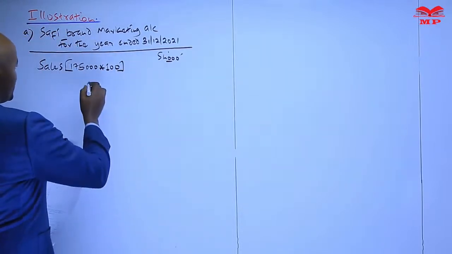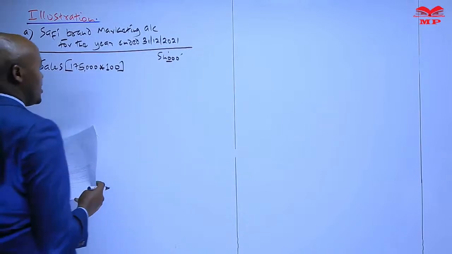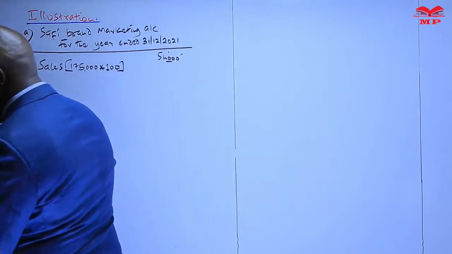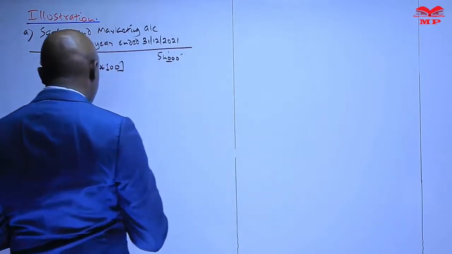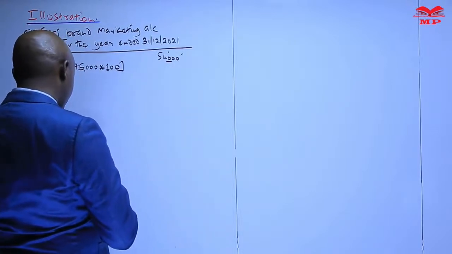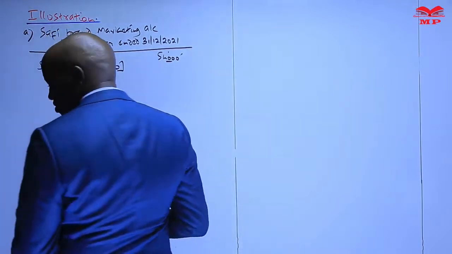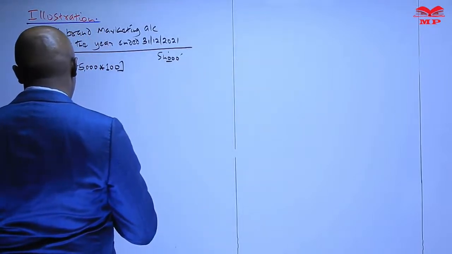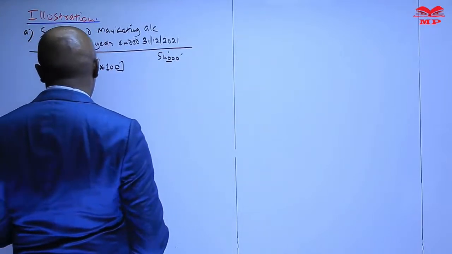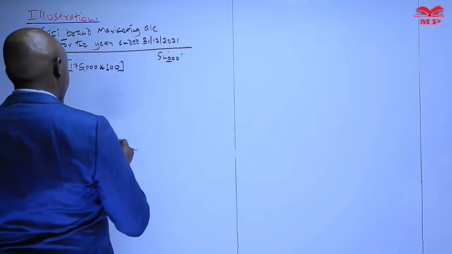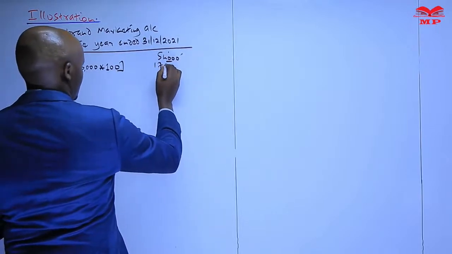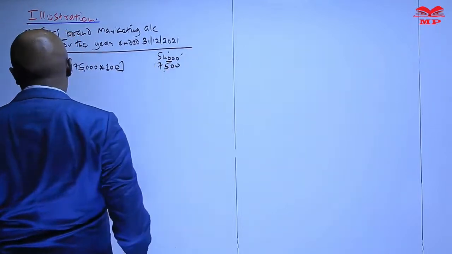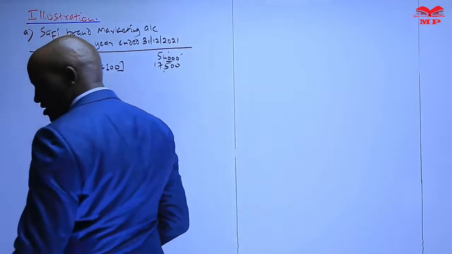So we multiply that with 100, so that we get the final figure here. So this is 175,000 times 100. That will give us 17.5 million. Take into account our figures are in thousands of shillings, so that will be recorded there as 17,500.